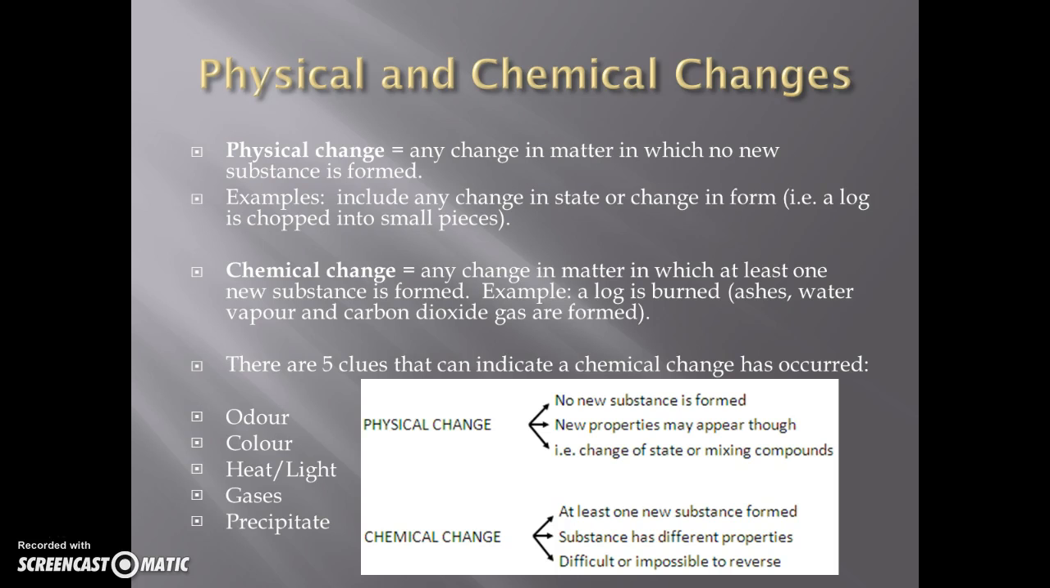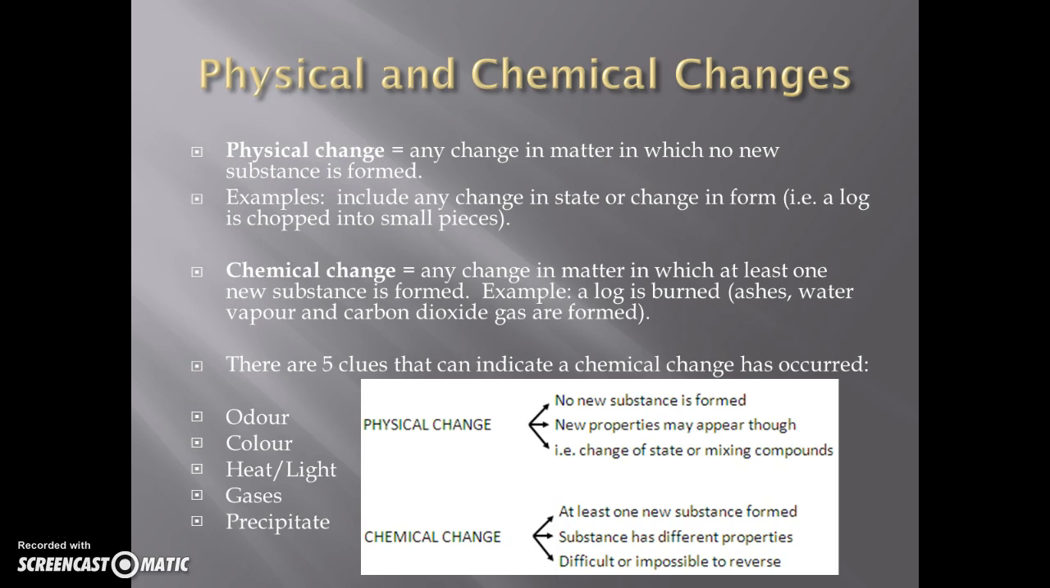So physical and chemical changes, start again with physical. A physical change is any change in matter where no new substance is formed. Okay, so if you're chopping a log in half, right, you have 2 pieces of logs. They're still logs. Okay, it's still wood. There's a change in it, but it's not changing the substance into something new.